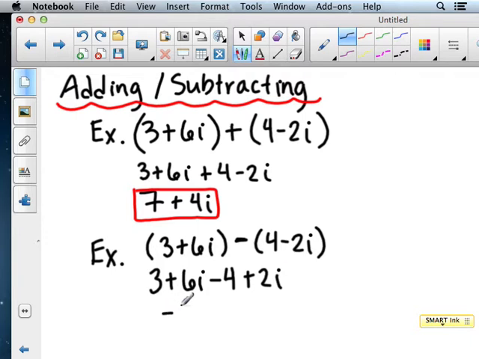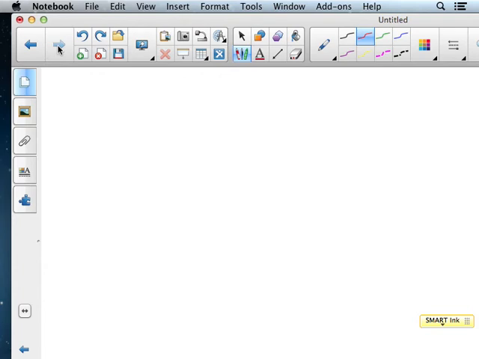3 minus 4 is -1. 6i plus 2i is 8i. And that's it. That's how easy adding and subtracting are. So let's look at multiplying.